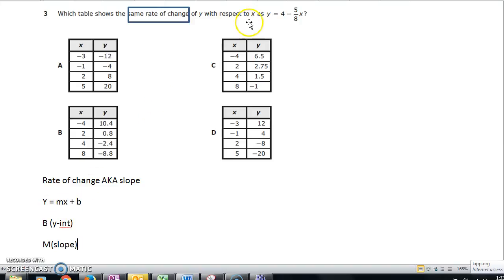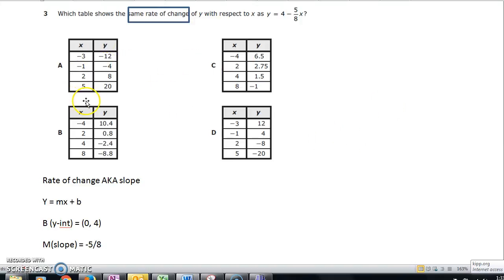So I'm going to check what my slope and what my y-intercept are. Here is the number all by itself. So this is my y-intercept, 0, 4. Here is the number next to the x. So this is my slope, or my rate of change, which is negative 5/8.